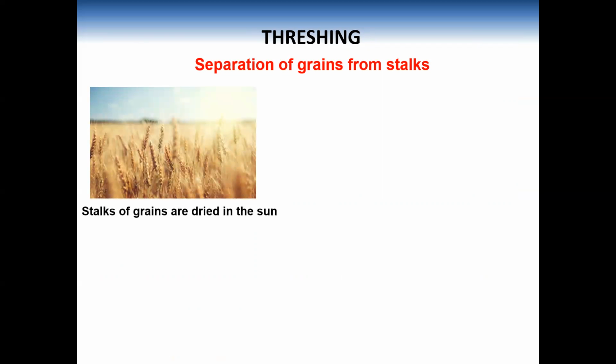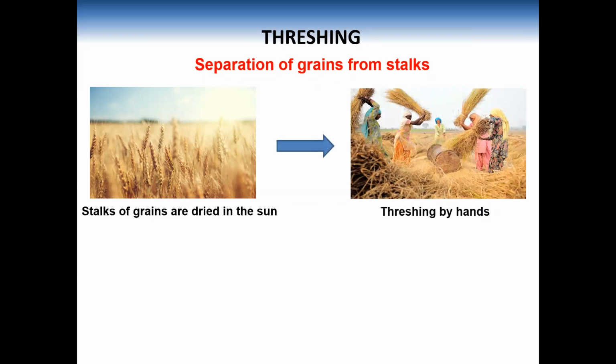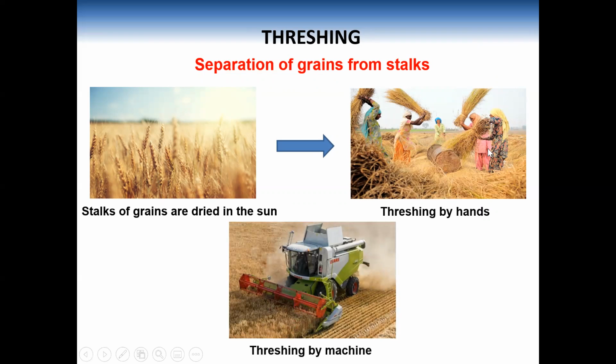Next method of separation is threshing. In this, we separate grains from stalks. But before that, all the grains and stalks are dried in the sun and then they are separated by using hands and by machine. In this case, people collect all the stalks and then beat them on a hard surface and separate grains from stalks. Nowadays, a machine known as a thresher is also used to separate grains from stalks.